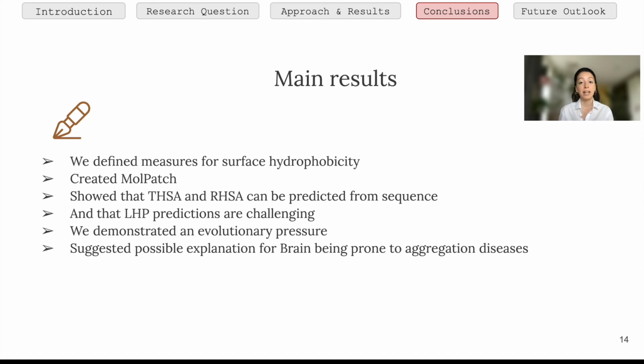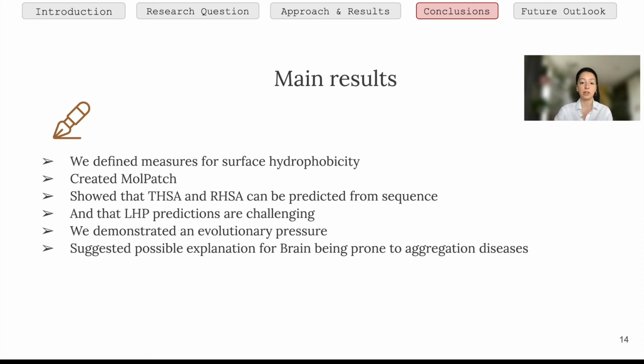When investigating the link between the tissue-based expression levels and measures of surface hydrophobicity, we see a clear link that human proteome avoids the overabundant, highly sticky proteins. In addition, we show that brain tissue expresses relatively many proteins with large hydrophobic surface area. And this overall stickiness of the brain-specific proteome gives a possible explanation for why the brain is relatively prone to diseases that are associated with protein misfolding and aggregation.